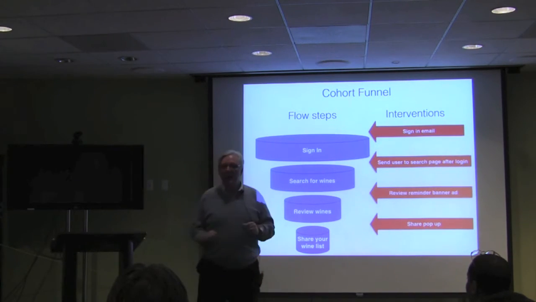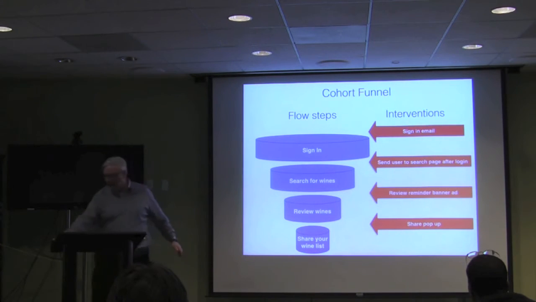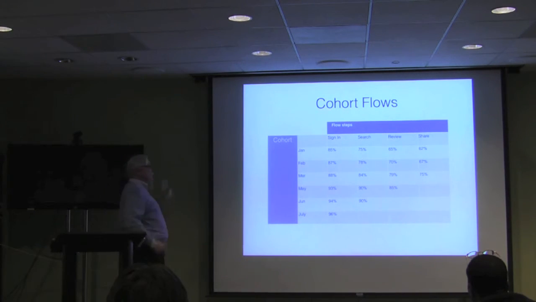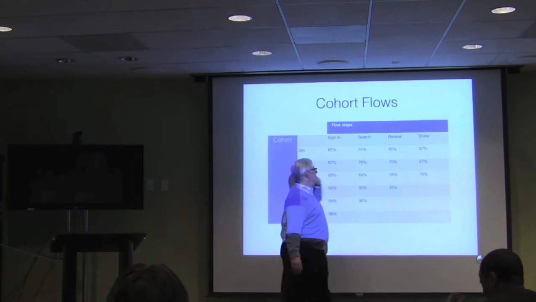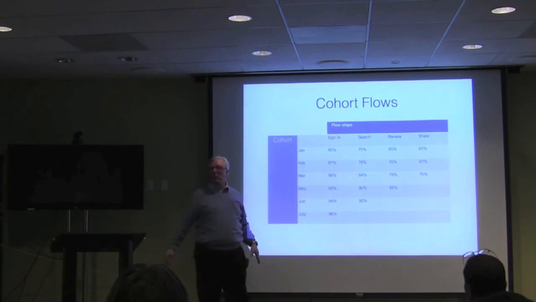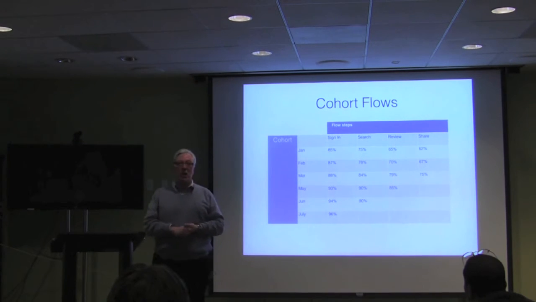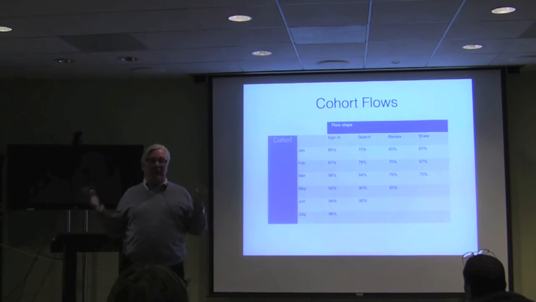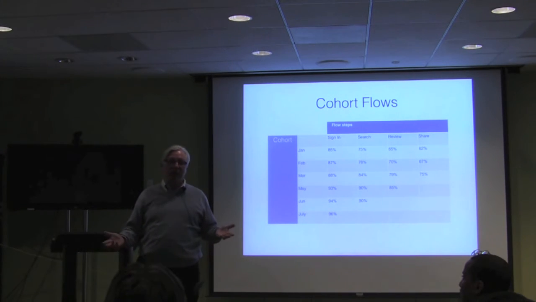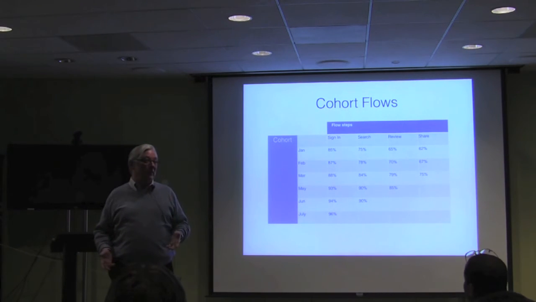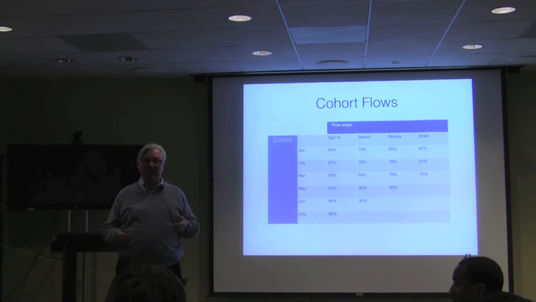So I'm going to move on. You do these cohort flows, and then you look at the sign in, share, review, and you start looking at how you're improving, whether or not those interventions work. Sometimes they work really well, sometimes they don't. But again, it's just like A/B testing. You just keep testing until you know what works. Sometimes a pop-up works, sometimes it doesn't. Sometimes an email works, sometimes it doesn't.